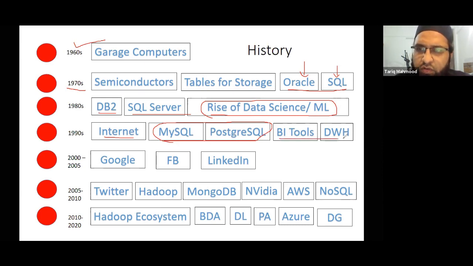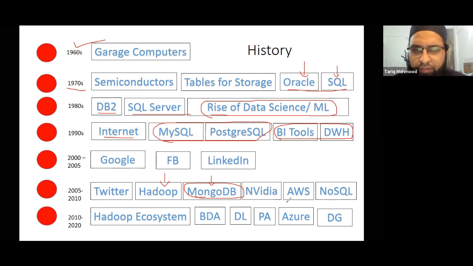The 1990s also saw data warehousing and BI. We're going to discuss these in detail today. Then in 2000, we had Google, Facebook, LinkedIn. These guys generated lots of data. So to handle big data, we had Hadoop and MongoDB. Many people now prefer MongoDB as their database because it's very efficient as compared to Oracle and all these.